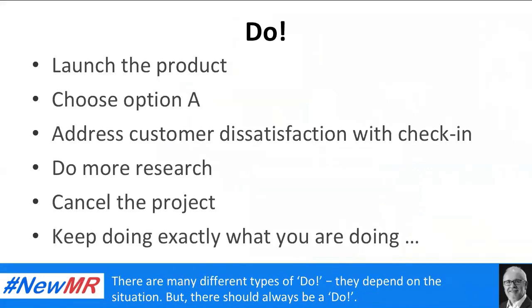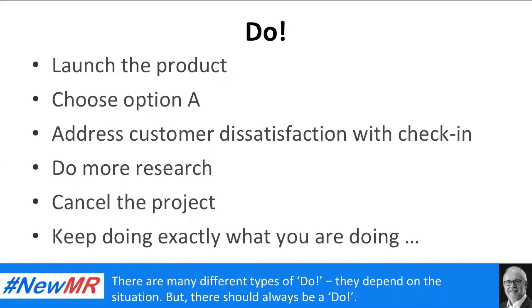Now, when I say do, there are many, many different types of do. And of course, they all depend on the situation. But every time you write a report, every time you do a presentation, you should be trying to achieve something, a specific outcome or group of outcomes that you think is the best way forward. Now that do might be launch the product or don't launch the product. It might be choose option A or B or C. It might be that you want people to address customer dissatisfaction with check-in, or with the restaurant, or with the room, or with the room service. It might be the do is do more research.